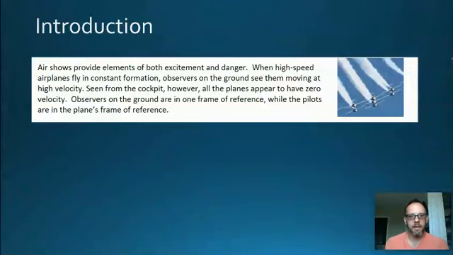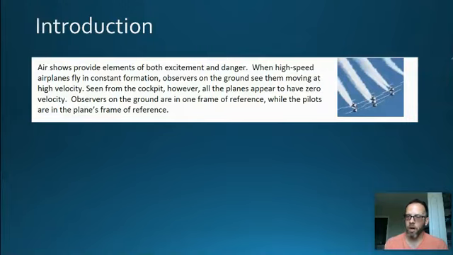But if you were in the cockpit of one of those planes, you would see that even though those planes are flying at a very high speed, they're all just flying in a straight line together. They're not moving at all with respect to each other. It's because on the ground, we are in one frame of reference, so we see the motion in one way. The pilots are in a different frame of reference, and they see the motion another way.